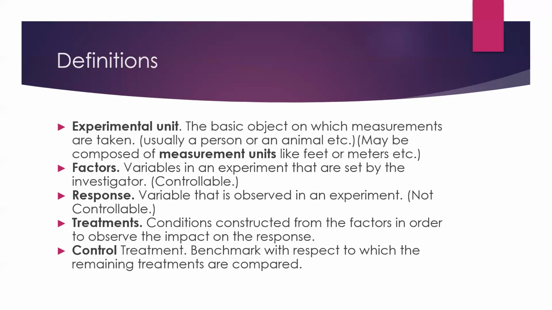Okay, an experimental unit is the basic object. It's the basic thing on which you are taking measurements. So in the previous example, each of your patients would be an experimental unit because you were calculating the age, right? You were quote unquote measuring the age of each of those patients.